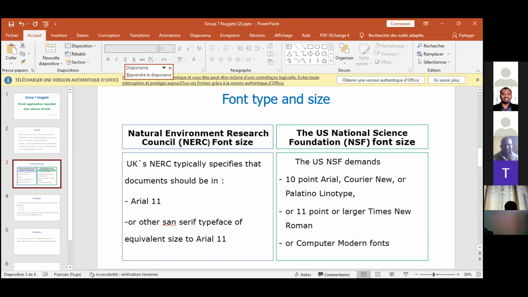So this is a comparison between two funders, one in the UK and one in the US. In the UK, the Natural Environment Research Council has a specification for font size: they accept Arial 11 or sans serif or equivalent. In the US, they accept different things. They accept 10-point Arial, Courier New, or Palatino Linotype, or they accept 11-point or larger Times New Roman. Other than that, your application will be thrown away, like Susanna's.